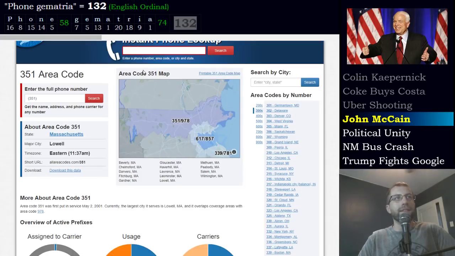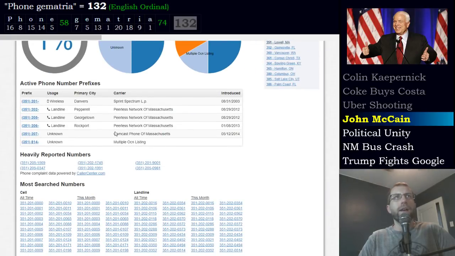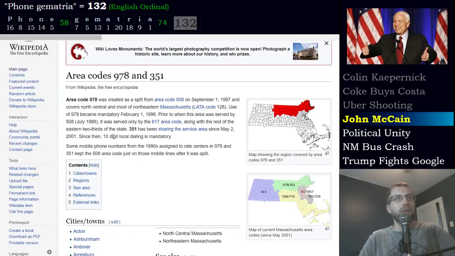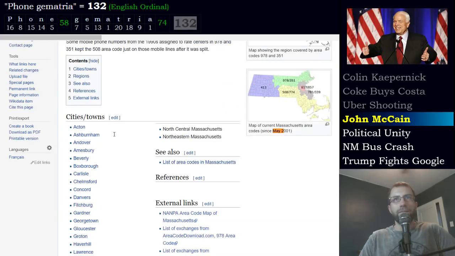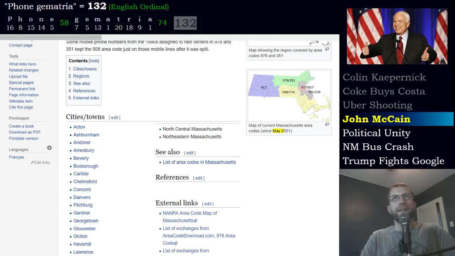And I don't know why this website's not loading for me here now. There it is. I think probably Wikipedia has a better rundown of this. May 2nd, 2001. There's your proof. 351 has been sharing the Lowell area code since May 2nd.